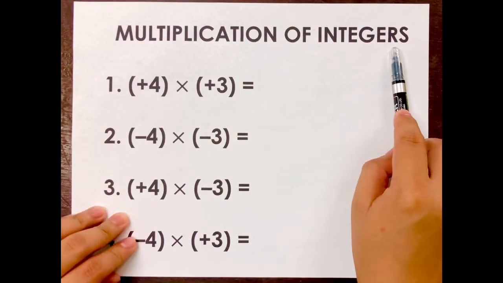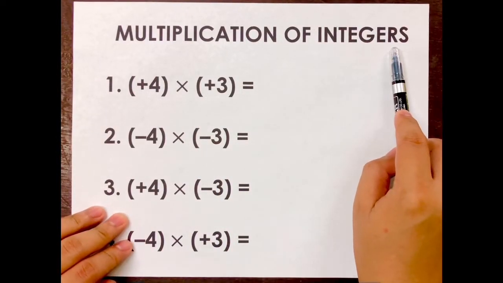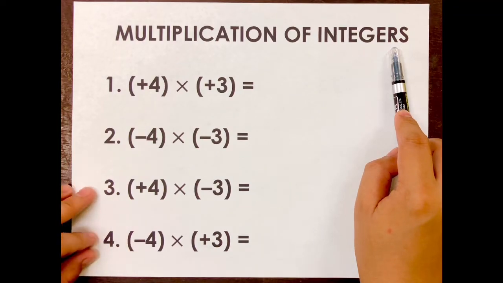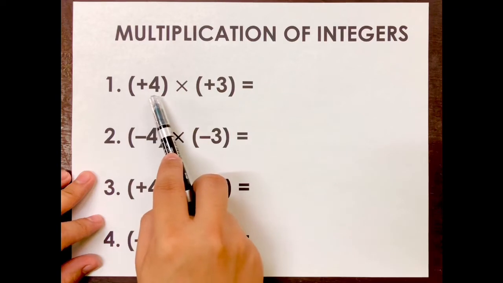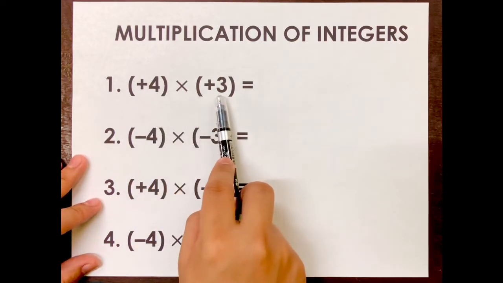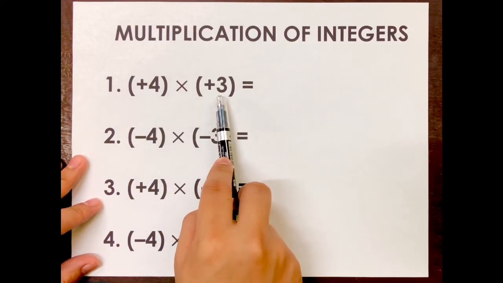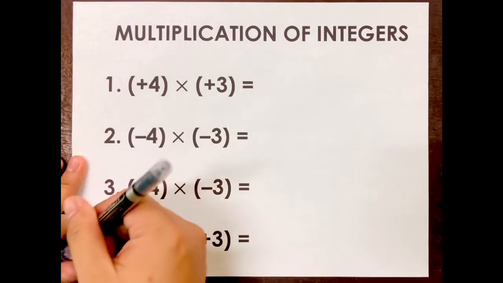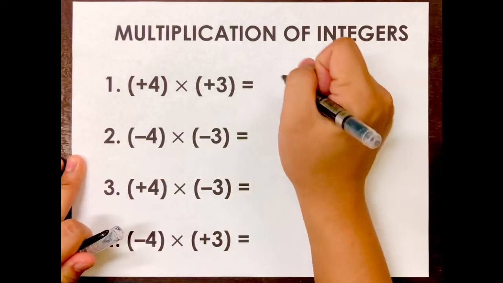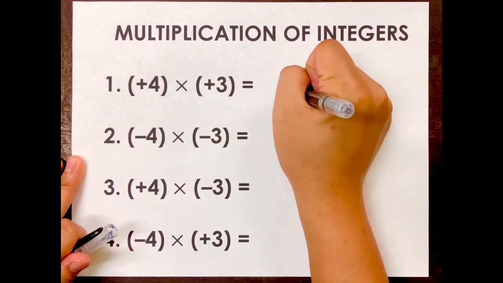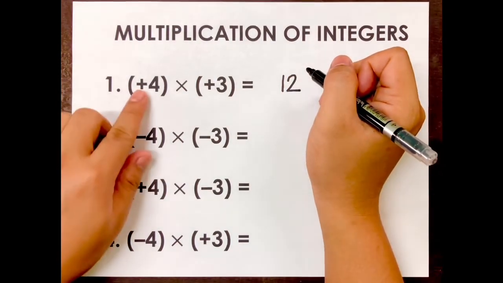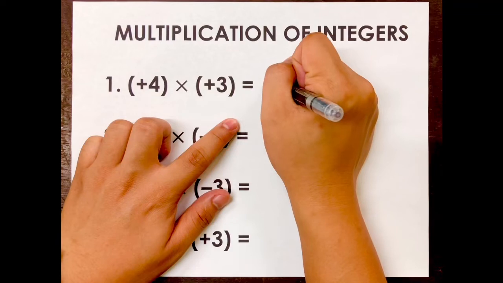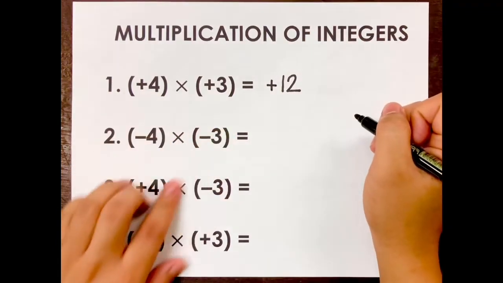Multiplication of integers. Multiplying integers is just like multiplying whole numbers. But this time, we're going to determine the sign of the product. Number 1, we have positive 4 times positive 3. What is 4 times 3? Okay, that's correct. It's 12. But since they are of the same signs, the product will be positive.